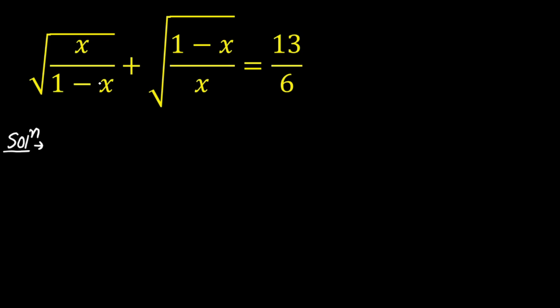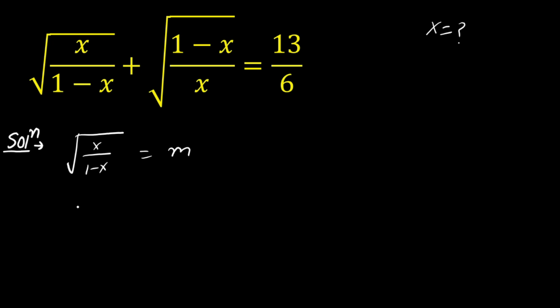Hello students, in this video we are going to solve square root of x over 1 minus x plus square root of 1 minus x over x, this is equal to 13 over 6, and here we will find out the value of x. Here we will apply substitution. If we put square root of x over 1 minus x equal to m.